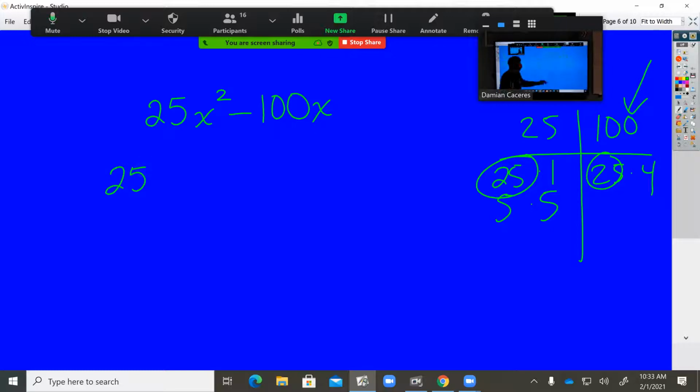And now use your common sense to figure out how many variables you could take out. If you have two x's here and one here, what do they have in common? Only one x. So I could take out 25x, and what's left in there is x minus 4. You with me? All right. Now we get to the most important of these examples I've been showing you.